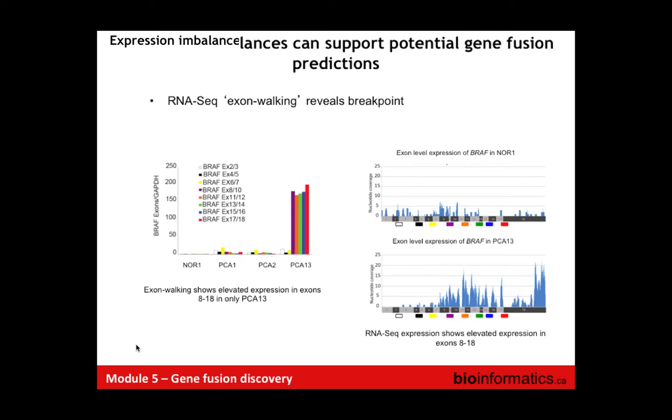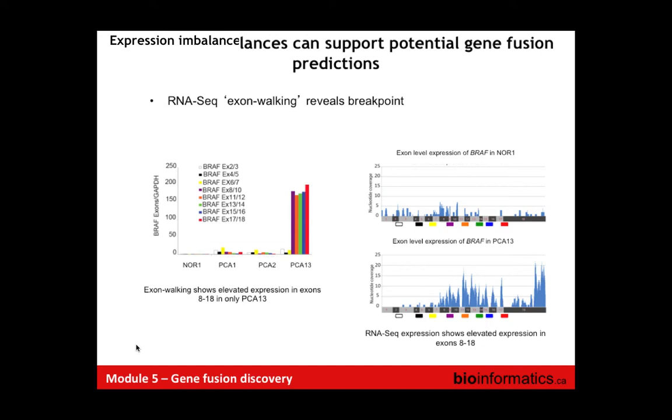And you'll also get potentially a spike in the expression levels. So here he's showing an example of expression for exons 2, 3, 4, 5, 6, 7, and so on, and how there's a big spike right at exons 8 to 18. So these exons are massively upregulated and the rest aren't. And that can sometimes be a way of confirming a fusion, if you see a change in the expression that matches the predicted breakpoint from your fusion data.